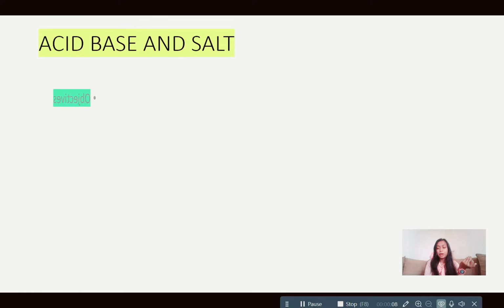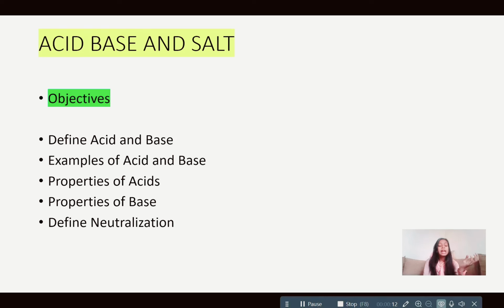So let us see what objectives we are going to learn about, what we are going to see in today's video. We are going to see how to define acid and base, examples of acid and base, properties of acid, properties of base, and how to define neutralization.